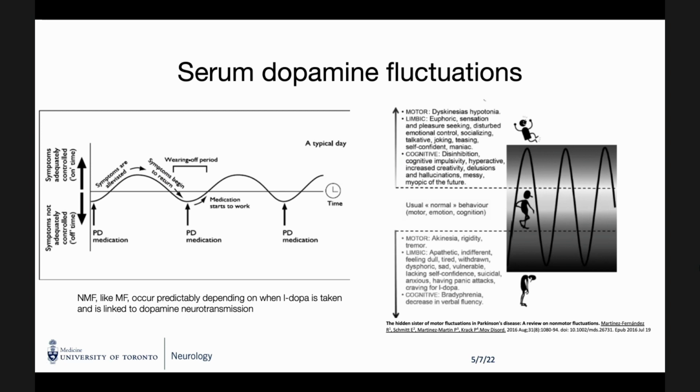Notably, there are problematic fluctuations that occur both in the on and in the off state, and some of these are listed here. And it's important to differentiate to know whether to reduce or to increase medications. Fluctuations have typically been associated with a motor response or motor fluctuation, so things like tremor getting better and worse depending on the timing of your medication, but there are also non-motor fluctuations that occur predictably depending on dopaminergic tone.